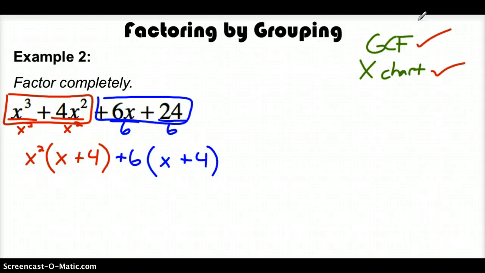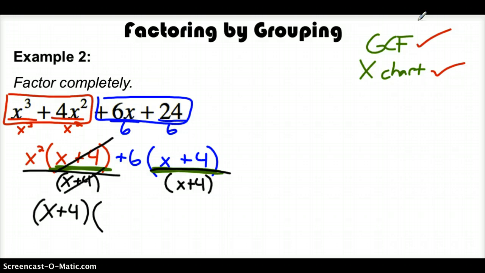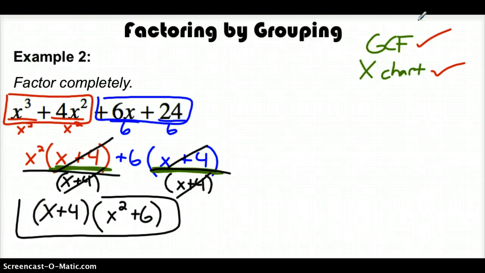So we see this common theme of matching. I have an x plus 4 here and an x plus 4 here. We think of x plus 4 as a factor of the red part and x plus 4 as a factor of the blue part. Therefore, we can take out the x plus 4 and write out what's left over. If I divide this by x plus 4 and divide this by x plus 4, those will cancel, and I have x squared plus 6 left over. This is going to be my very final answer.